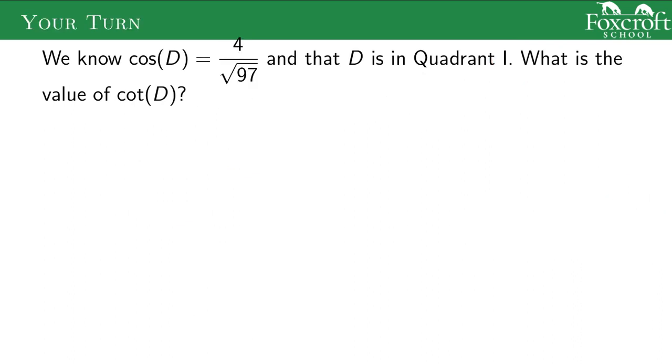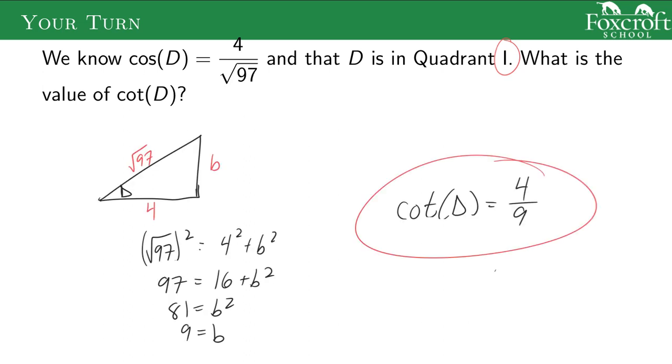All right, and here's one for you to try on your own. It's in quadrant 1, so it's going to be positive. You know cosine, find cotangent. And the final answer you get after you do all the work is that cotangent is 4 over 9. Again, cosine is adjacent over hypotenuse, so I was able to label these two sides of my right triangle. Pythagorean theorem figured out the missing side was 9, and then cotangent is adjacent over opposite, so 4 divided by 9.